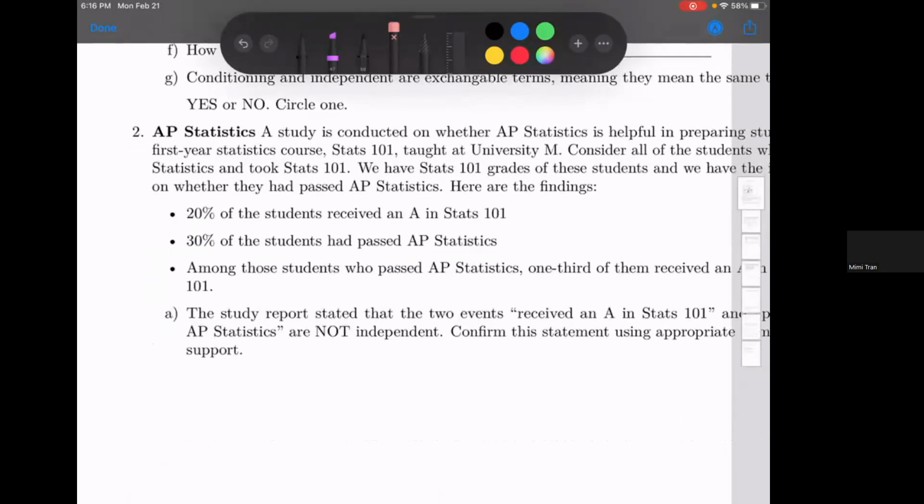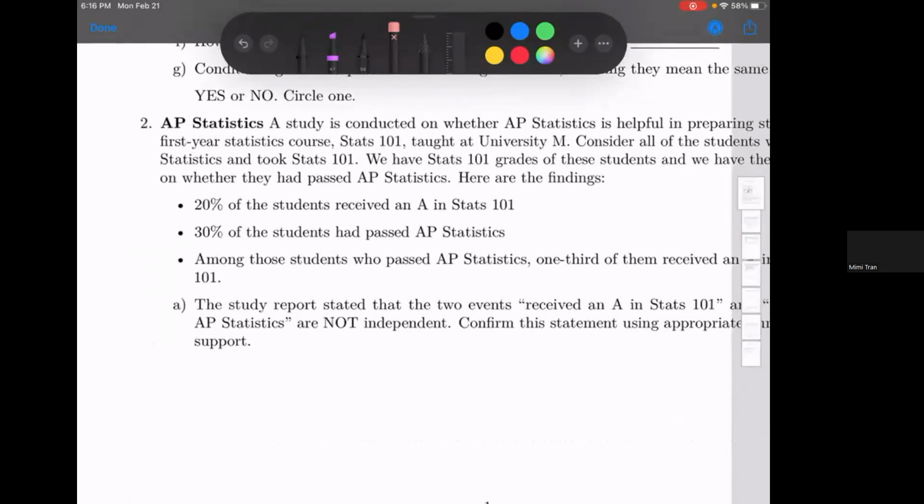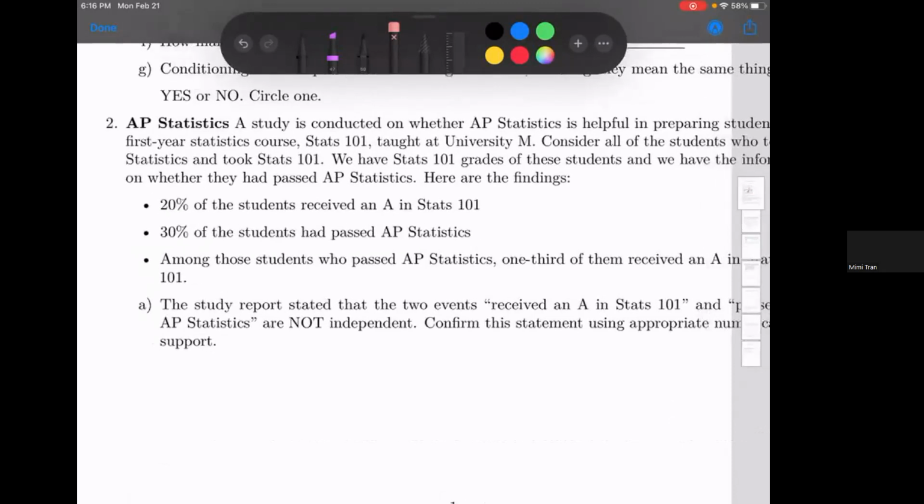Okay, let's do number 2. A lot of students in my Tuesday, Thursday class email me about number 2. They don't understand. Okay, AP Statistics. A study is conducted on whether AP Statistics is helpful in preparing students for first-year statistics outcomes.